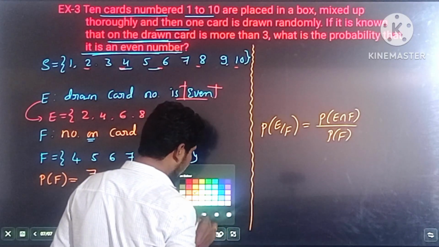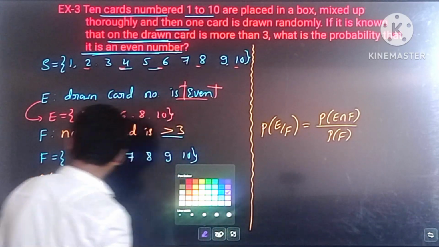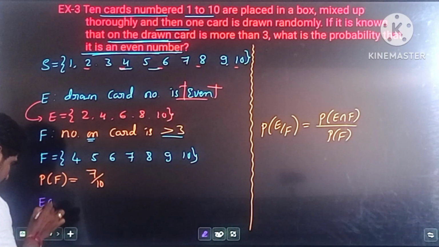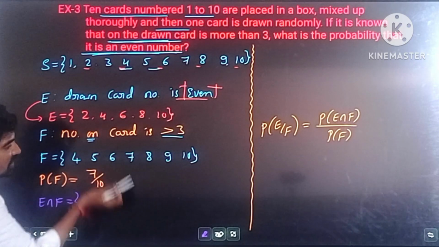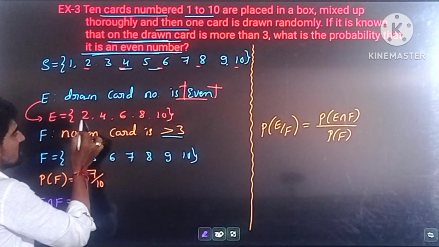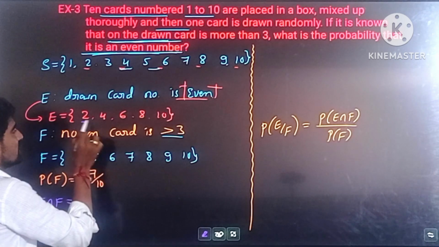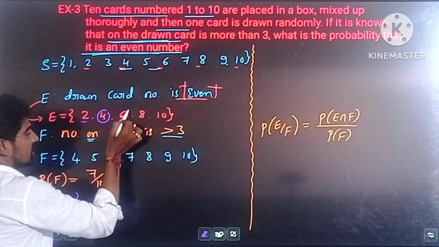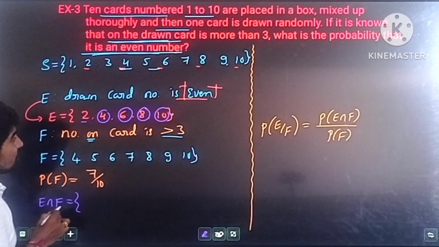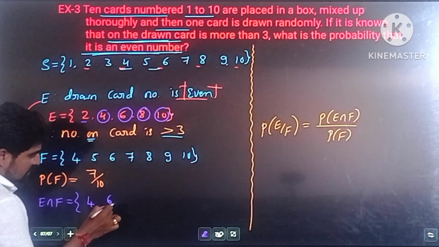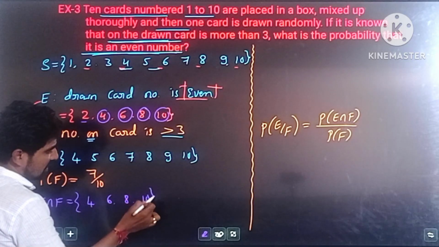And we need the probability of E intersection F. So now we need E intersection F. E intersection F means common elements. Common elements means even numbers that exist in both events, that is, even and more than 3. That is 4, 6, 8, and 10. So the common elements in E and F are 4, 6, 8, and 10.